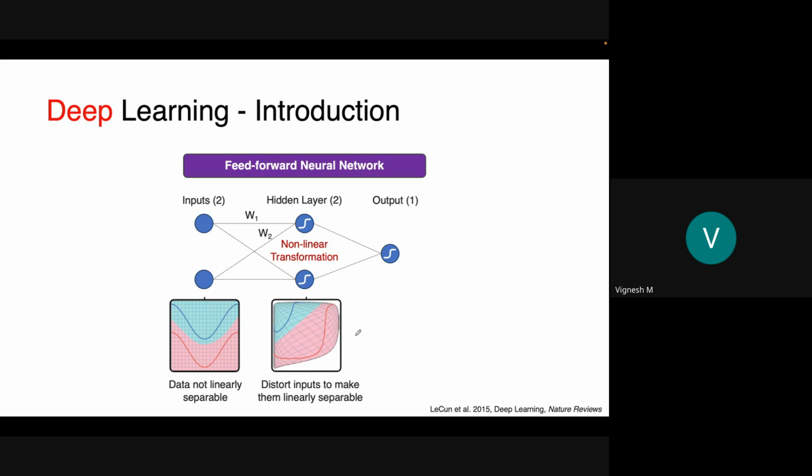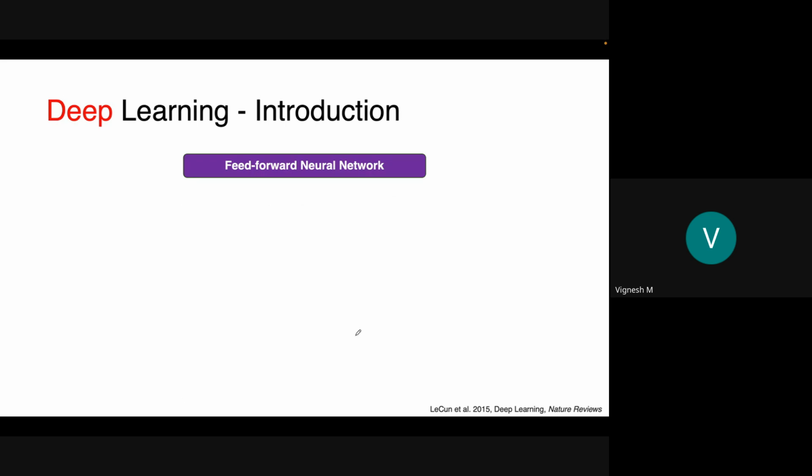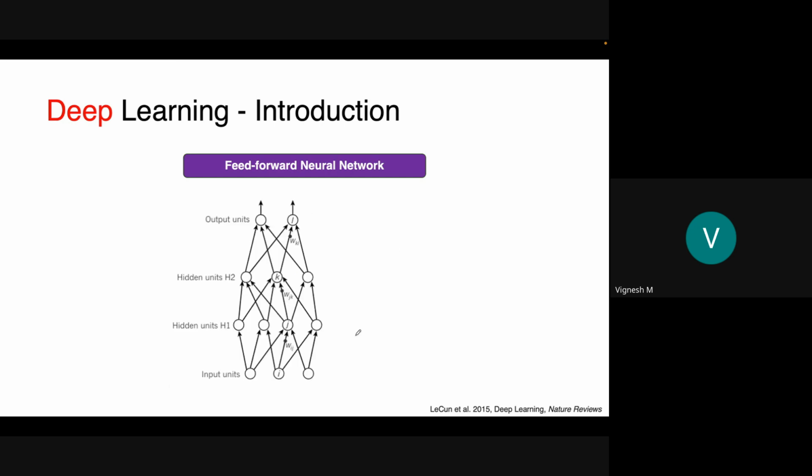Okay, so let's talk about a generalization of the feed forward neural network. Like we saw two layers, there can be many layers, n layers. So we have input units, we have say a couple of hidden layers and many output units depending upon what we are trying to predict. The output units could be anything here.